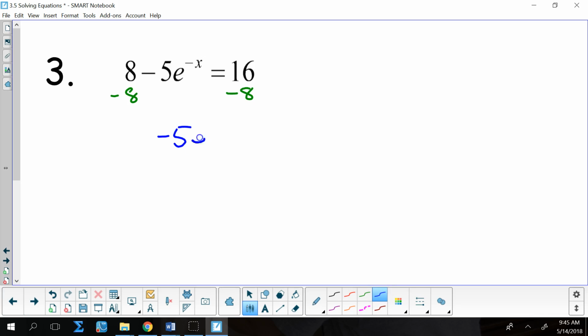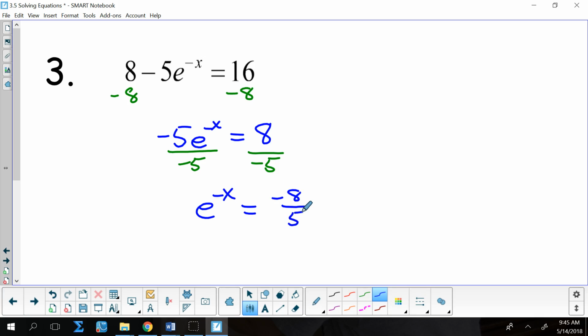So negative 5e to the negative x equals 8. Love it so far. Next step. Divide by negative 5. Love it. e to the negative x equals negative 8/5. Love it. Excited. Now what?